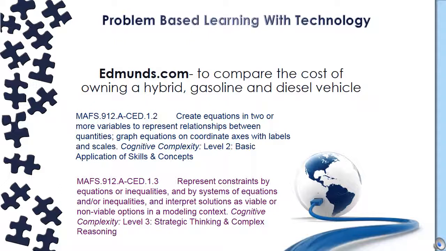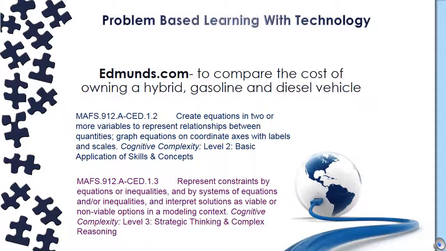The Common Core standards for the Edmunds.com lesson, there are 2. The first one is to create equations in 2 or more variables to represent relationships between quantities, graph equations on the coordinate axes with labels and scales. The cognitive complexity of this is a level 2, basic application of skills and concepts.